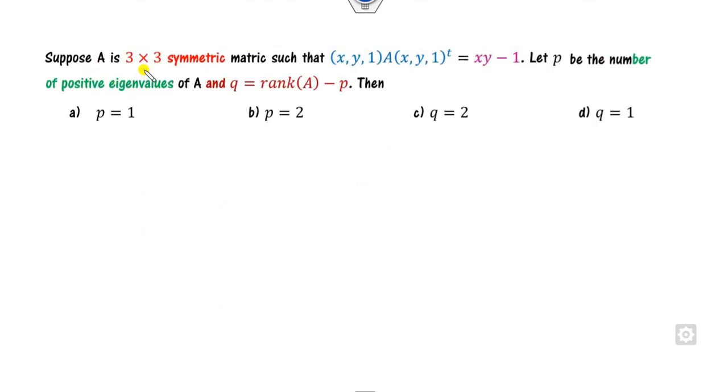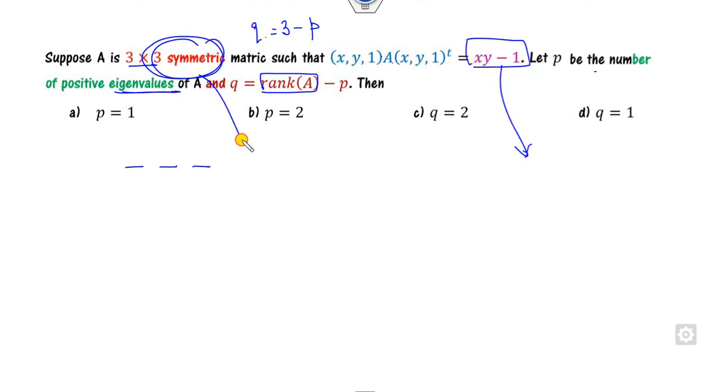Okay, so A is a 3 cross 3 matrix such that P is the number of positive eigenvalues, Q is the rank of this. I think that's again simple. How can you find that? So what is the rank of A? It is a 3 cross 3 matrix, so the rank is 3 here.